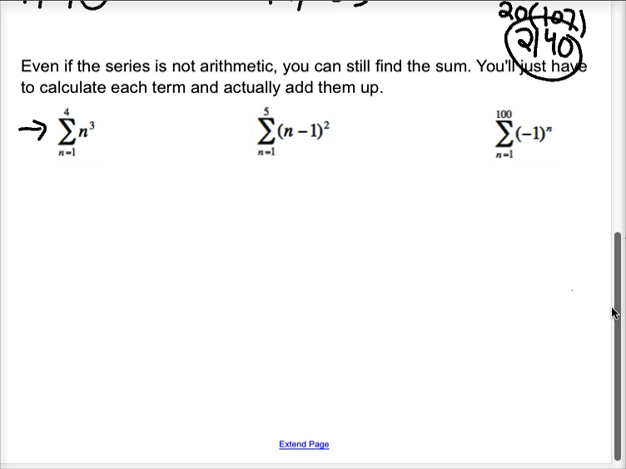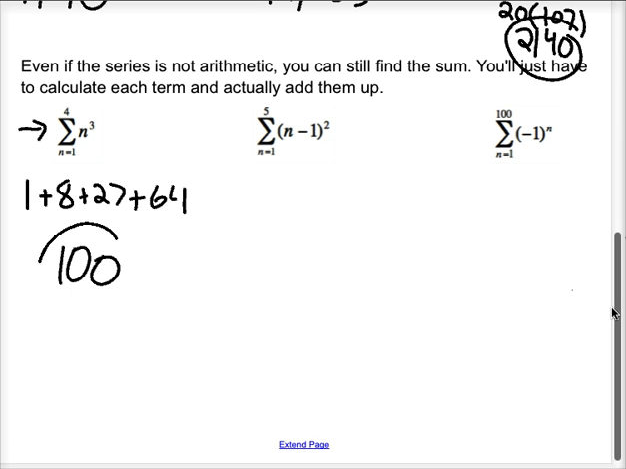So my first term, 1 cubed is 1, 2 cubed is 8, 3 cubed is 27, and 4 cubed is 64. And now, again, because it's not arithmetic, I can't just use the formula. So I'm actually going to have to manually add these up. So 1 plus 8 plus 27 plus 64 just gives me 100. So you can plug and chug your way through these, okay?